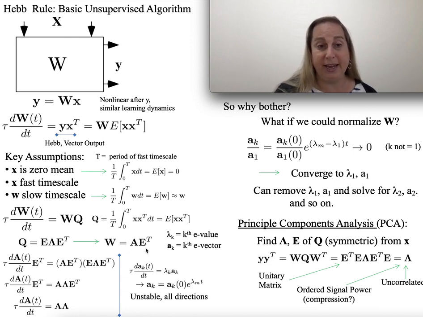So W is equal to A E transpose. And as you solve through this, you have the A E transpose here, the E transpose E cancel out, and then I get a double E transpose pre-multiplied by E. They all go away, and I get this nice formulation of A dot is equal to A times lambda. Lambda is a diagonal matrix of all the eigenvalues.